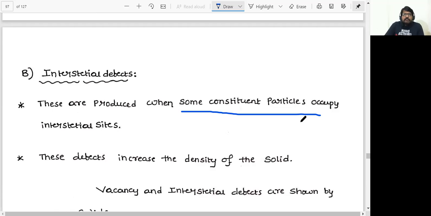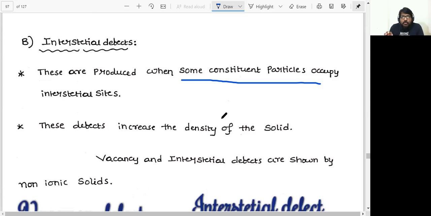And here, vacancy defects and interstitial defects are shown by non-ionic solids. This is a very important point. Metallic solids you can take, for example, sodium, potassium metal, lithium metal, whatever it may be. These are shown by non-ionic solids.